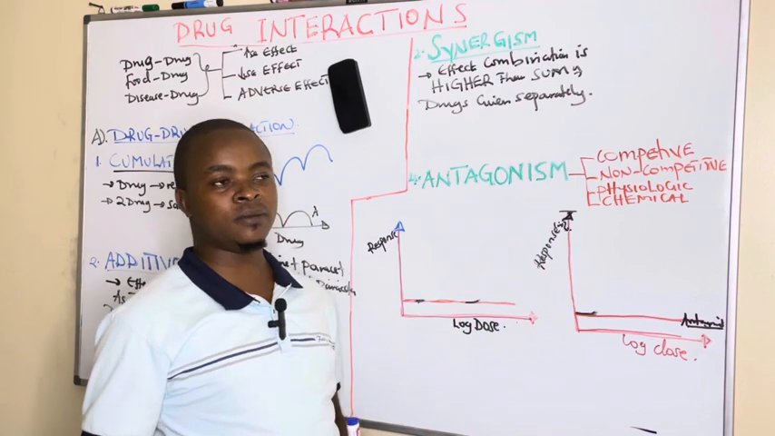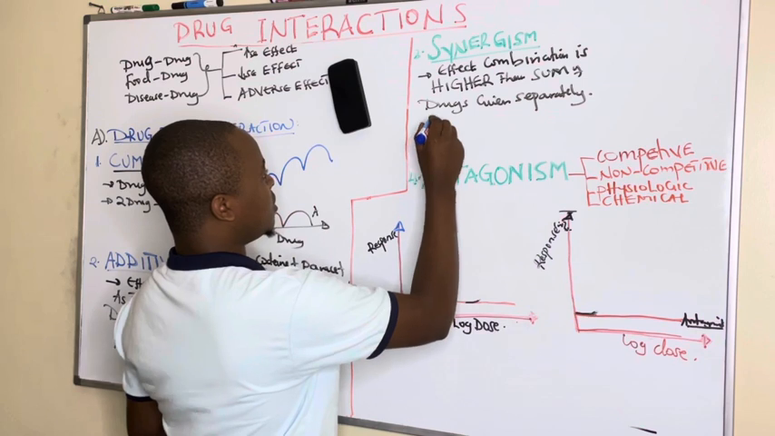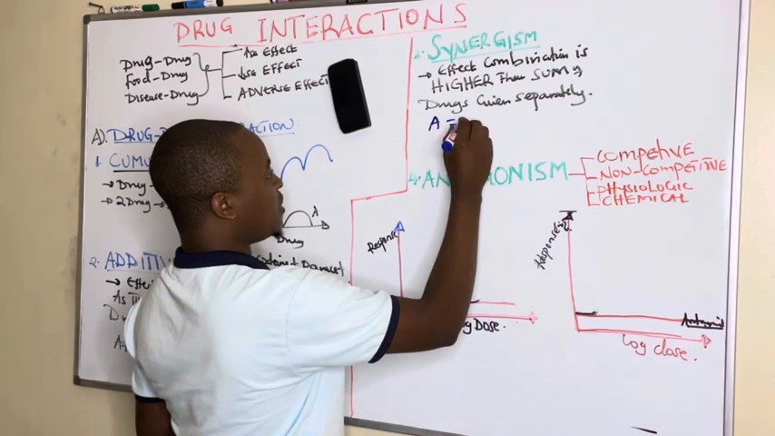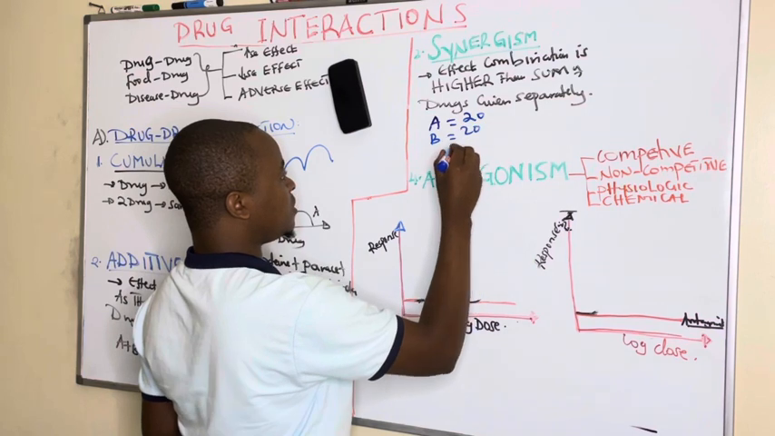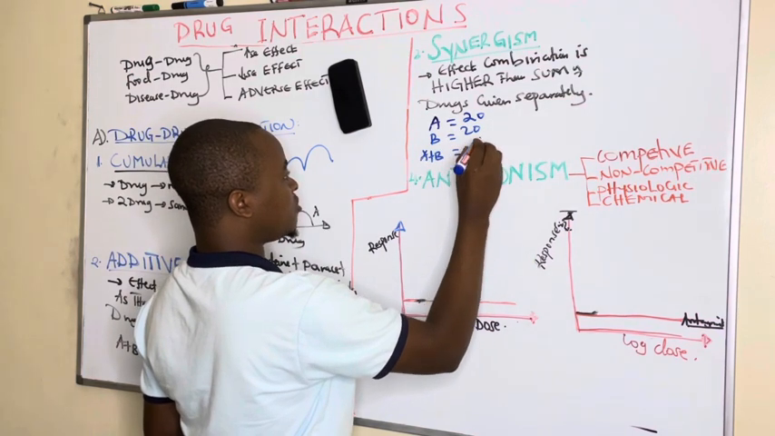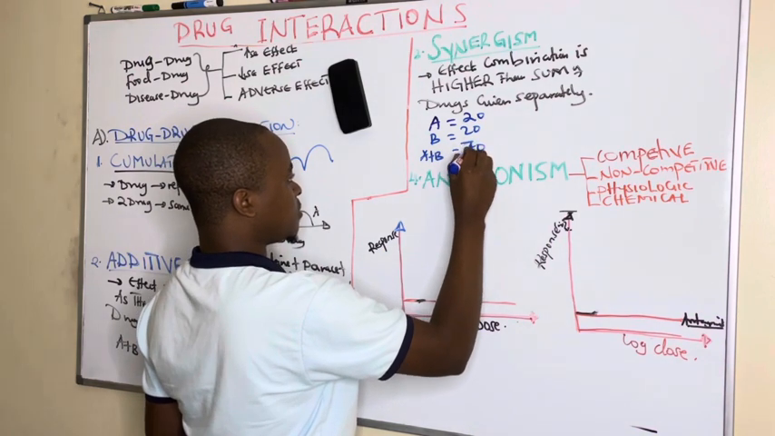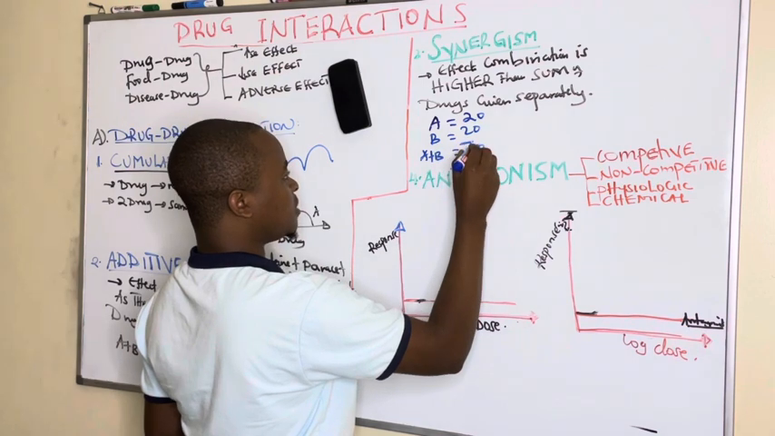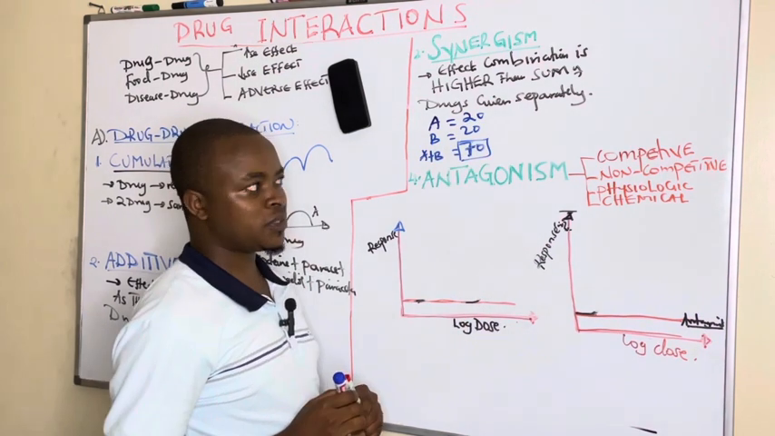So here the combination effect of drug A and B when combined produces a higher response than the sum when given separately. For example, when we give separately a drug A with a response of 20 and drug B also has a response of 20, but when given in combination, it produces a response of like 70. And we see this response is greater than the sum when these two drugs are given separately.